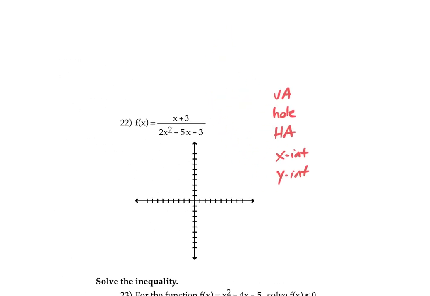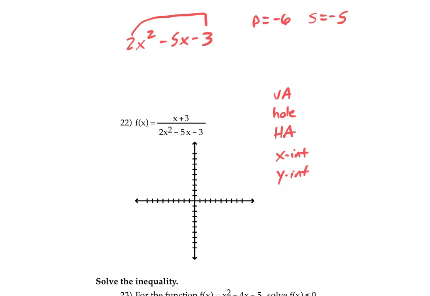2x squared minus 5x minus 3. Okay, my product is the outside two numbers, -6. My sum is the middle number, which is -5. Okay, very similar to product and sum. The only difference is we multiply the outside two numbers to get our product. If I just did regular product and sum, it would just be -3. So that's really the only difference.